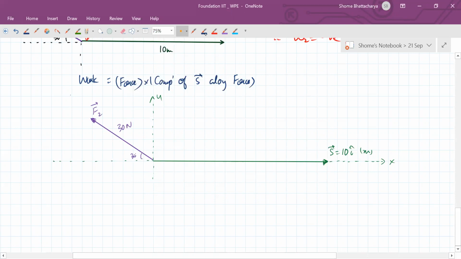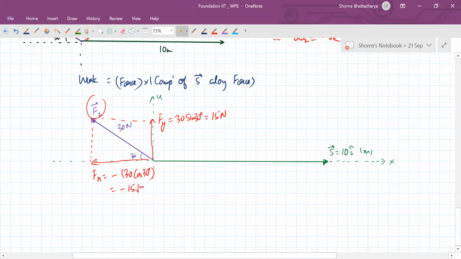So let's break this into components. It has a y component of 30 sine 30 degrees, so that is 15 newtons, and you can see its x component is along the negative x direction, so its x component will be negative of 30 cos 30 degrees, so it will become minus of 15 root 3 newtons. This will be the x component.